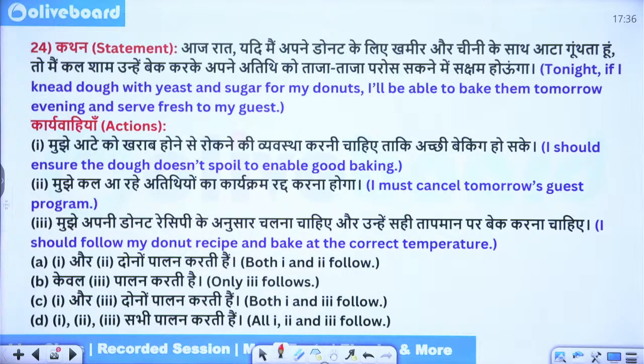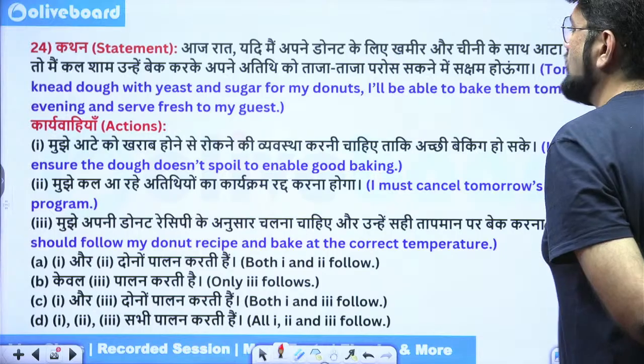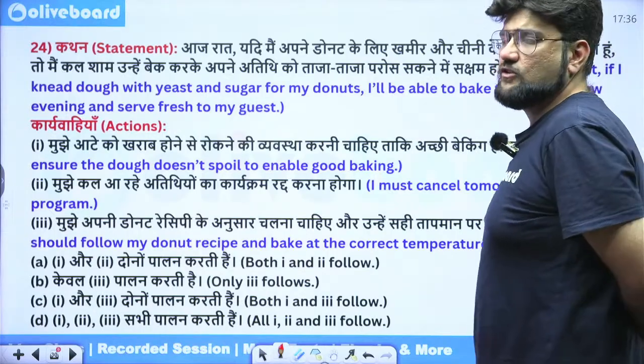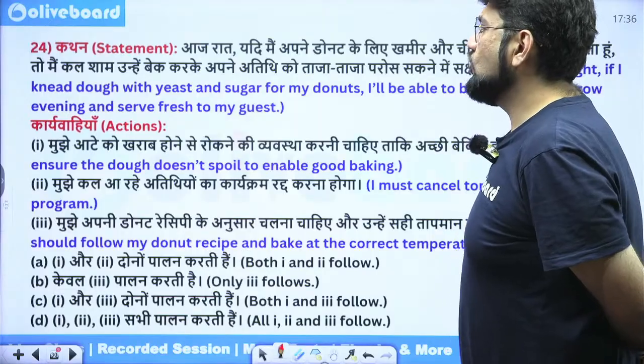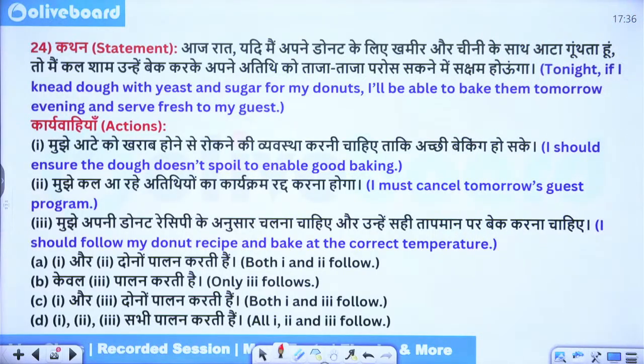Tonight, if I need dough with yeast and sugar for my donuts, I'll be able to bake them tomorrow evening. So fresh. Now, this is a probable problem statement. What is he trying to say? That he's trying to avoid or prevent an issue. He's saying that if I need the dough with yeast and sugar tonight only, then I'll probably be able to bake them fresh to serve them to my guests.